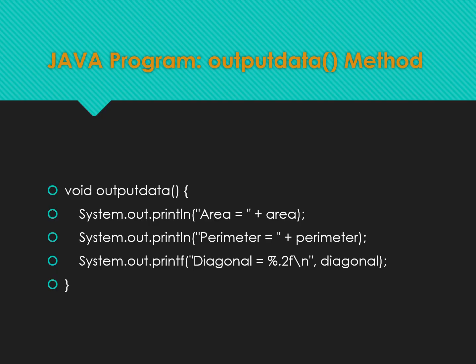Now that we've performed all the calculations, it's time to display the results to the user. This is done in the outputdata method. This method uses System.out.println to print the area and perimeter of the rectangle. These are integer values and are displayed directly. For the diagonal, which is a decimal or floating point number, we use System.out.printf. This function allows us to control the formatting of the output. In our case, we use %.2f, which ensures that the diagonal is shown with exactly 2 digits after the decimal point. This improves readability and presents the result in a professional, clear format.